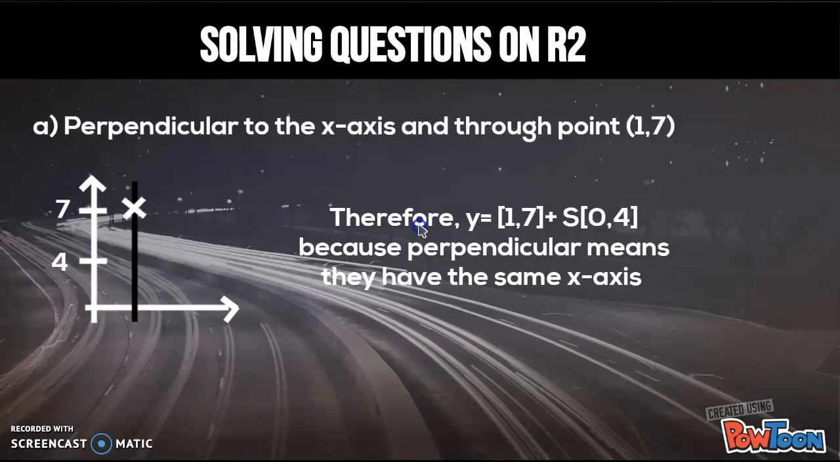Equation of the line, we will sometimes be asked on how to find the vector equation of a line. Given the first example, we will have to draw a diagram. As we observe the diagram, 1, 7 is a point on the line. The line is perpendicular to the x-axis.